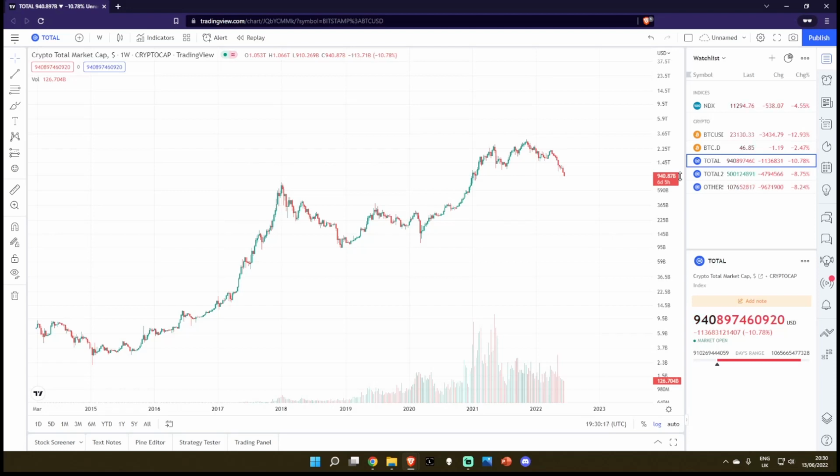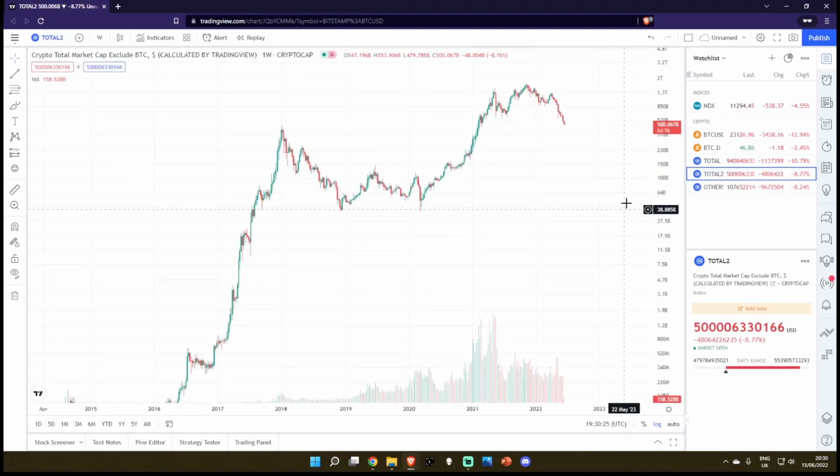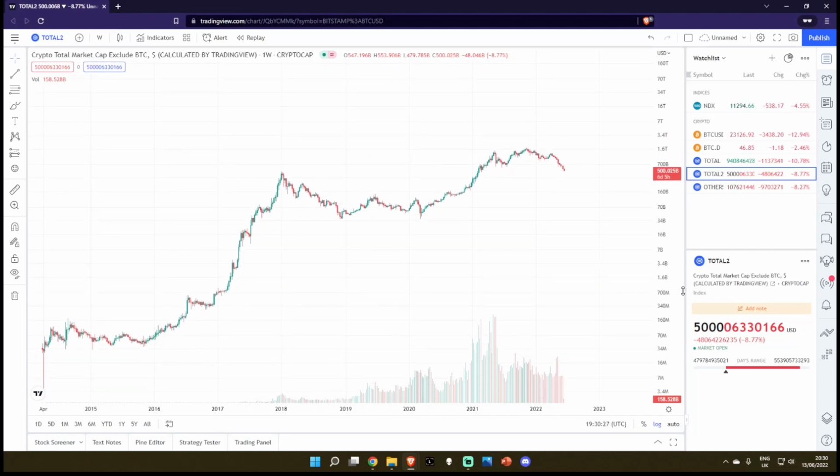Now, what if we don't want to know what the total market cap is? What if we simply want to know about altcoins? And this is when total 2 comes in. This is exactly what we saw before. This is the crypto total market cap excluding Bitcoin. Now, if you go on total 3, you can get the total crypto market cap minus Bitcoin and Ethereum, but why would you want to do that? Ethereum is an altcoin, so you might as well lump Ethereum in with the other altcoins.